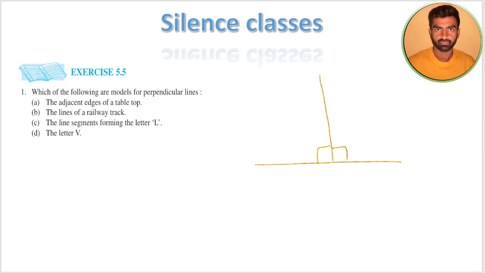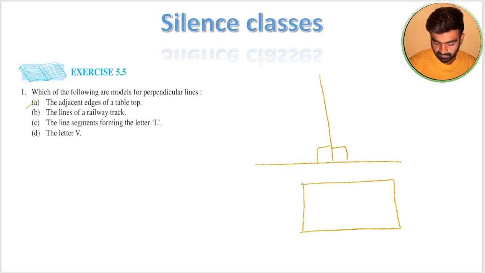Number one, A is saying adjacent edges of a tabletop. If we make a table, it is like this. Adjacent edges means the edges which are meeting each other, intersecting at some point. A table's edges will always intersect at 90 degrees, so it is known as perpendicular lines, because they are making a 90 degree angle. So this one is correct.